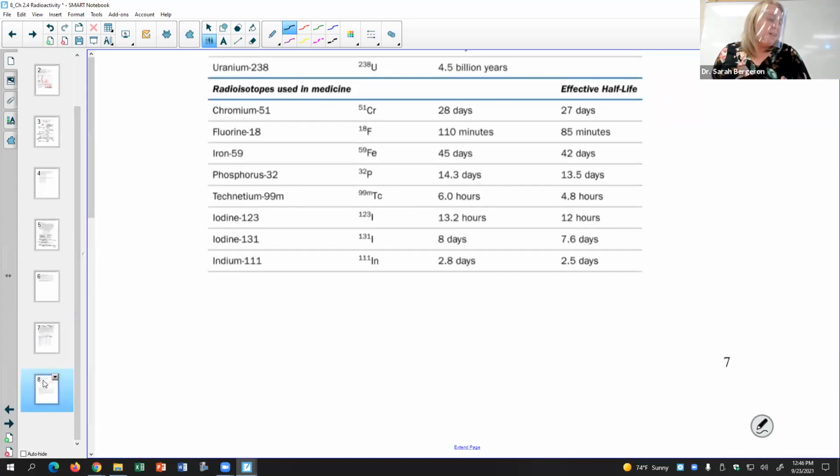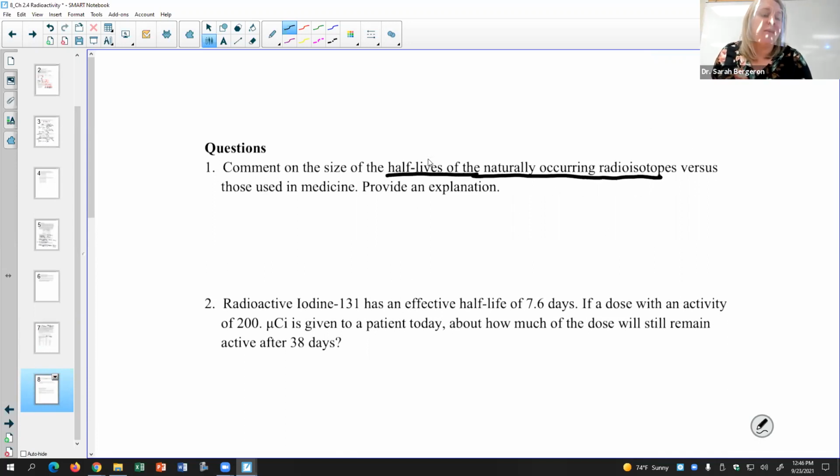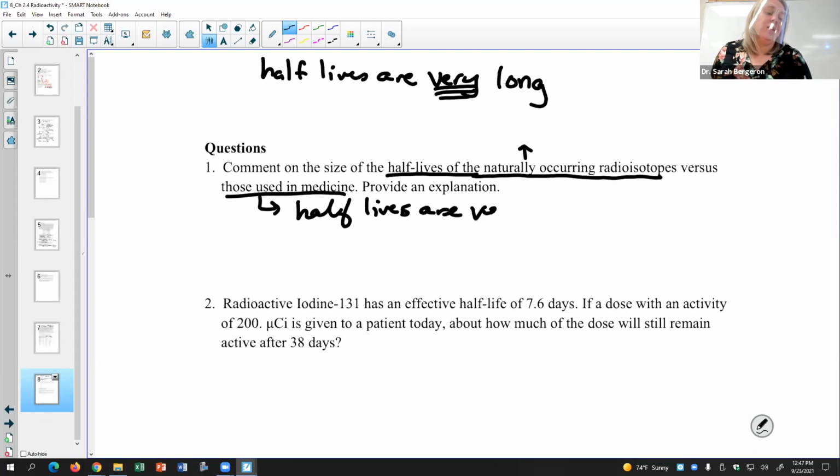Okay. So comment on the size of half-lives of the naturally occurring radioisotopes versus those used in medicine. So tell me about naturally occurring ones. Half-lives are very what? Are very long, right? Versus those used in medicine. Half-lives are what? Are very short.